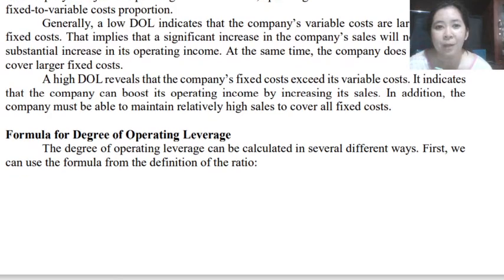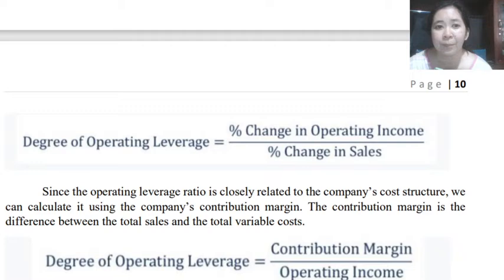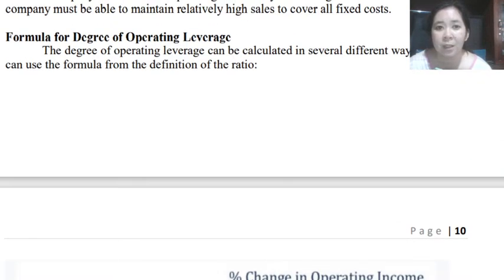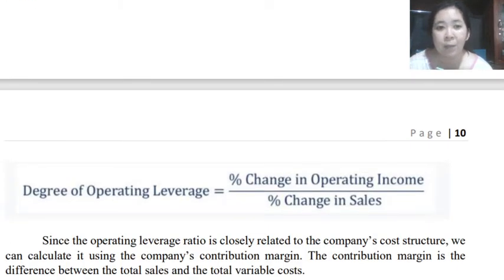So how do we solve the degree of operating leverage? Degree of operating leverage can be calculated in several different ways. We have here the formula from the definition of the ratio. DOL is equal to percentage change in operating income divided by percentage change in sales. Basically, it's a ratio of the change in your operating income with reference to our sales.